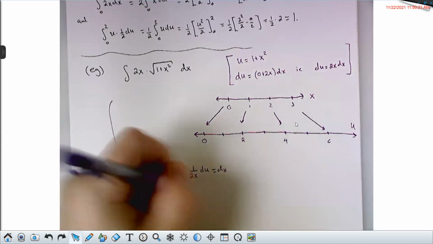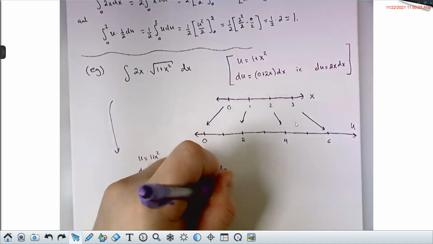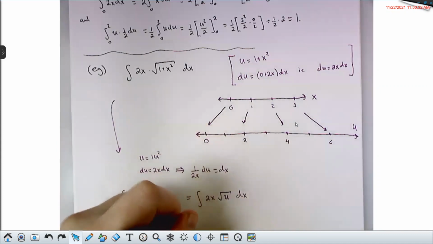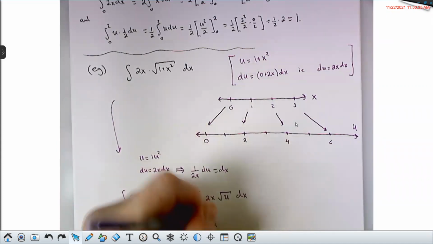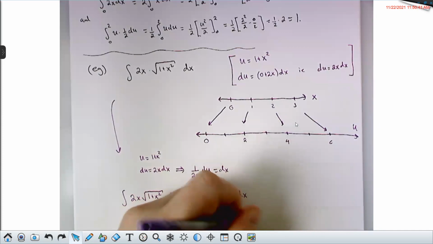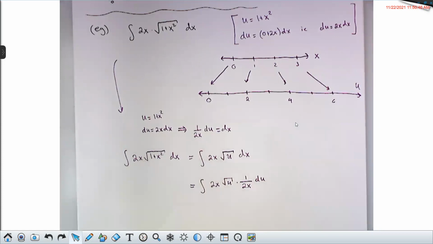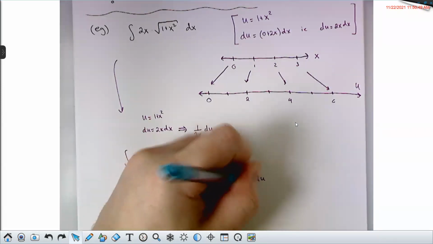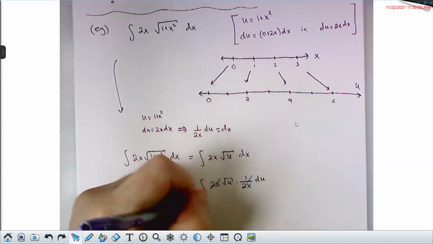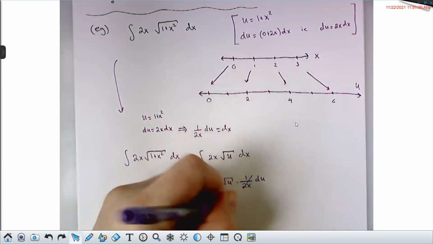This is equal to, I'll just plug in one bit at a time. This is 2x times the square root of u dx, which is 2x times the square root of u times 1 over 2x du. And this 2x cancels with this 1 over 2x. And you just get the integral of the square root of u du.